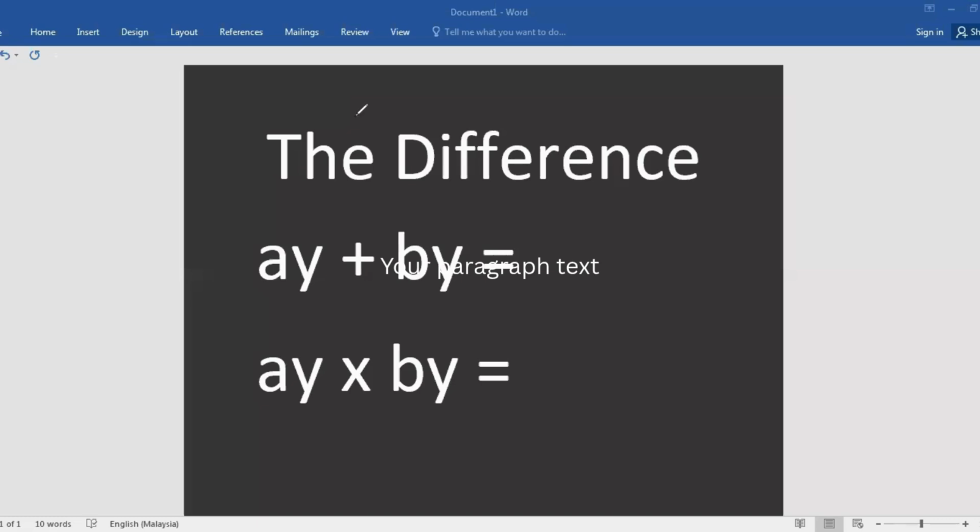Therefore, you cannot just add them, like two mangoes and two different things. You have to maintain it, like a plus b equals a plus b. So ay plus by also equals ay plus by.